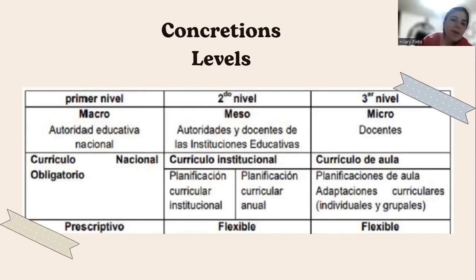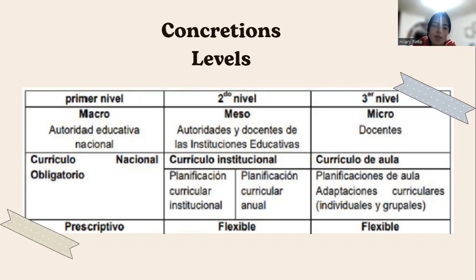And finally, we have the levels of concretion. This is divided into 3 levels. The first level is the macro level, which is set by the Ministry of Education, and this is the national curriculum. This is mandatory, and this is prescriptive. The second level is the meso. This is made by the authorities of the institution, the administrators, the coordinators.